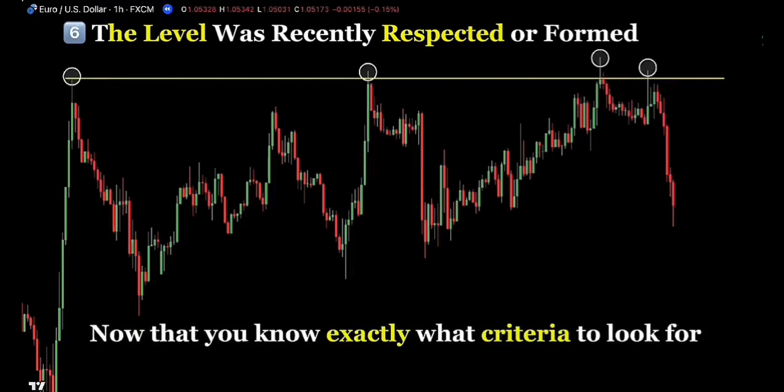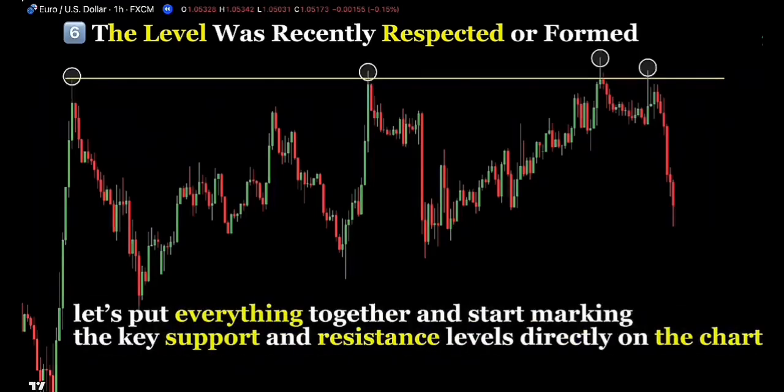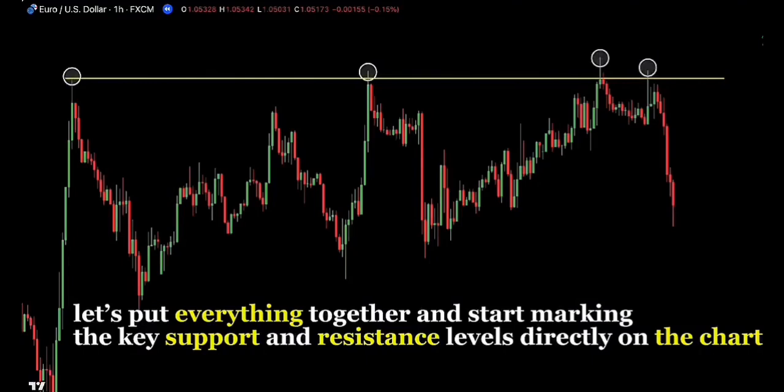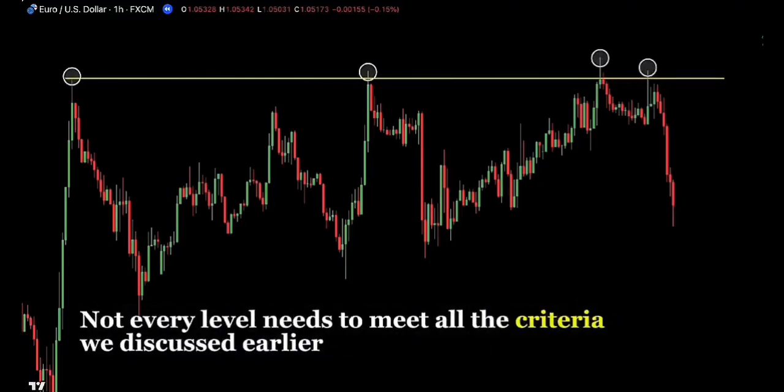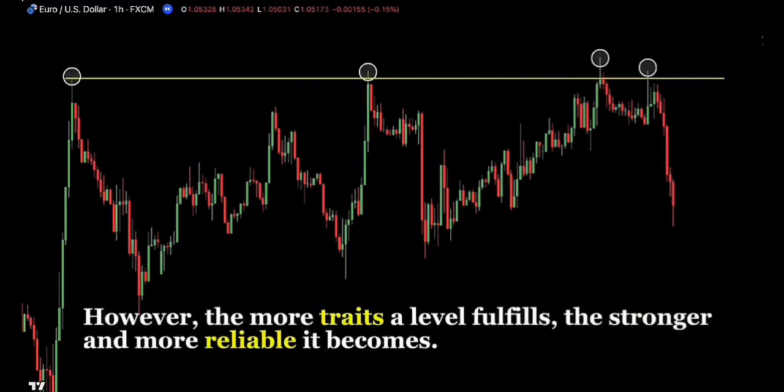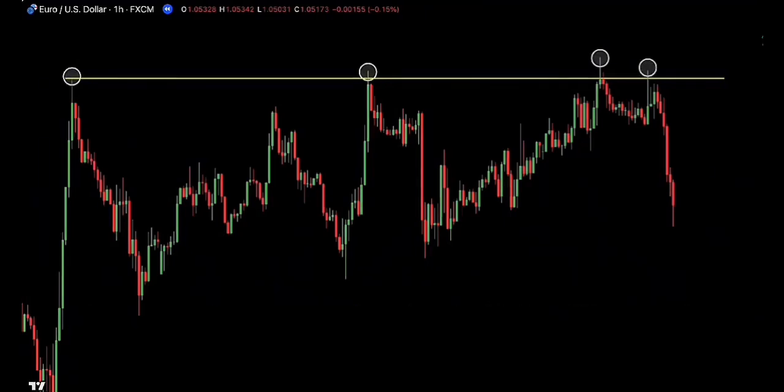Now that you know exactly what criteria to look for, let's put everything together and start marking the key support and resistance levels directly on the chart. But before we begin, here's a crucial reminder. Not every level needs to meet all the criteria we discussed. However, the more traits a level fulfills, the stronger and more reliable it becomes. With that in mind, let's apply this approach step by step.